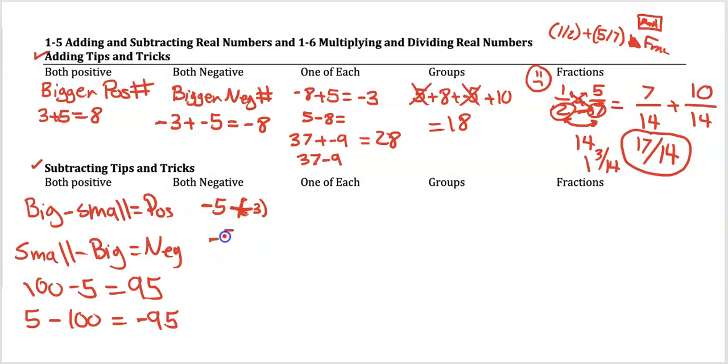Anyway, let me rewrite it. Subtracting a negative is actually addition. Okay, friends? So you never truly subtract negatives. You actually just add a positive. Because if you think about taking away a negative, that's actually a positive thing. So, rewrites. Anytime they're both negative, or if you have one of each, or if you have groups, it's usually best just to do a quick rewrite.